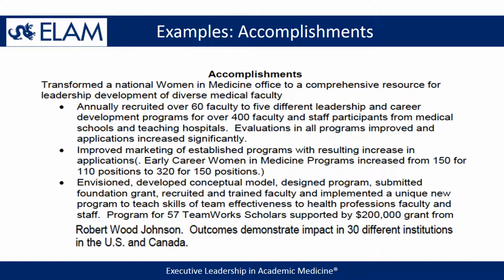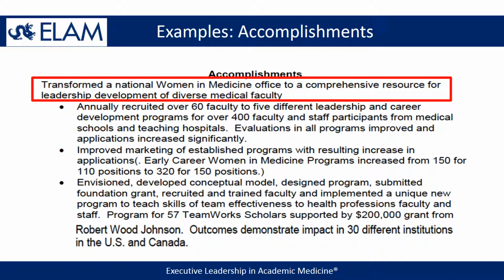Now we're going to talk about the organization of accomplishments. In this example of a portion of an accomplishments section, the writer chose to focus on one large accomplishment. The problem or opportunity here was a vision to build a women in medicine office into a comprehensive resource for leadership development. The writer then provides evidence in a list of short A plus R accomplishment statements that provide evidence for different qualifications. For example, the actions, envisioned, developed conceptual model, and recruited and trained faculty.